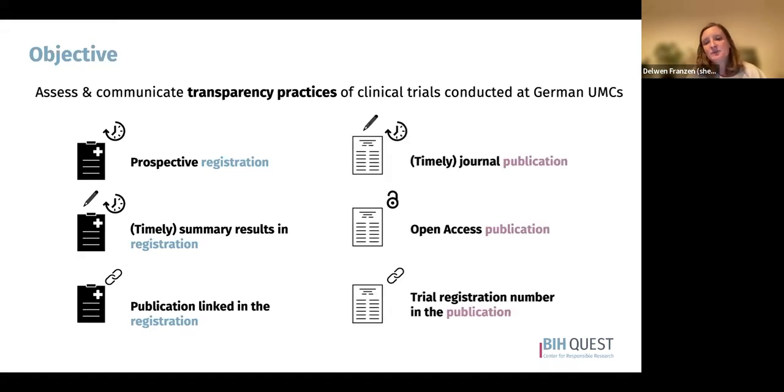We also looked at three additional practices that rather relate to publication. In addition to reporting results in a registry, clinical trial investigators are also expected to report their results in a journal publication, and also in a timely manner from completion. The WHO additionally recommends that any publication is open access where possible. And lastly, the publication should also include the trial registration number. This is really important for findability, so linking the registrations with the publications, so that someone interested in the trial can easily access different components of that trial. So these were our practices.